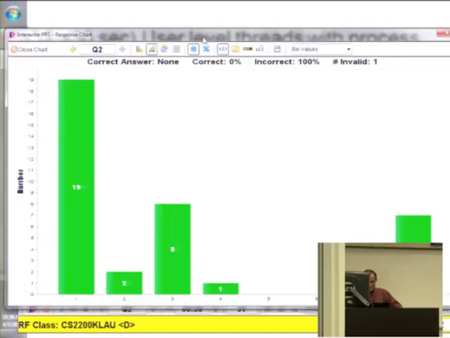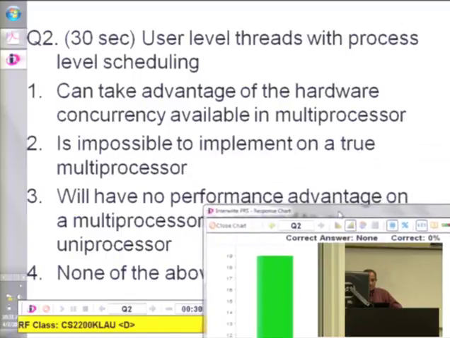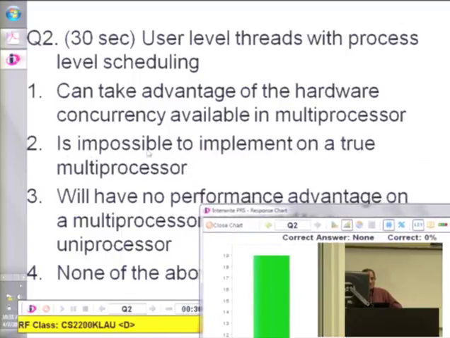Okay, so let's see. So it's user level threads. Again, does the operating system know about these threads? It doesn't, right? And if it doesn't know about the threads, then how can you take advantage of the concurrency that's there in the hardware? So one won't apply, because it's not something that the user level threads can take advantage of. And of course, it is possible to implement anything. So second is not true. What about the third one?